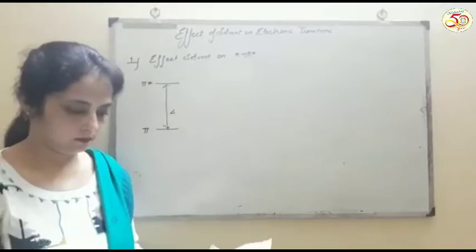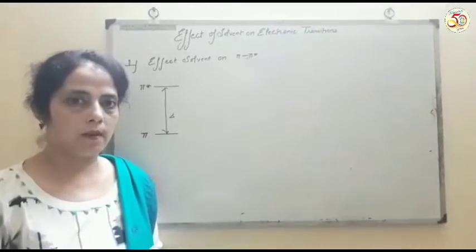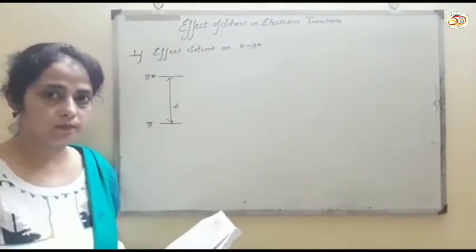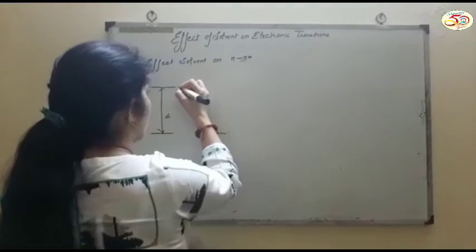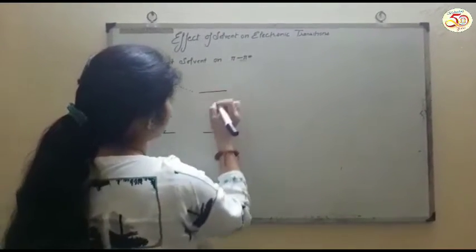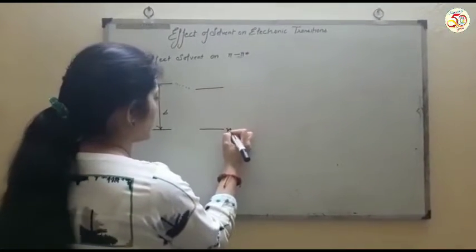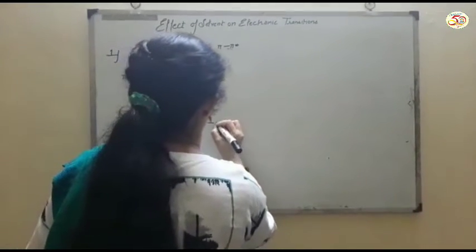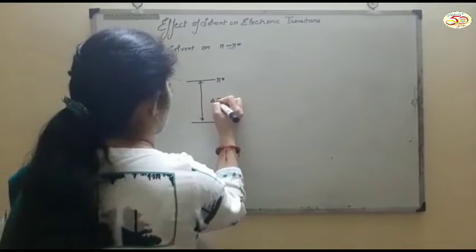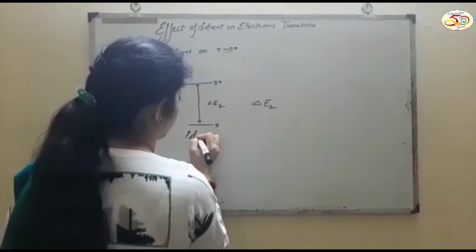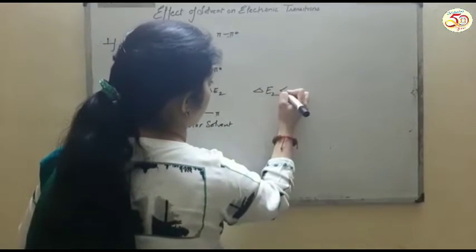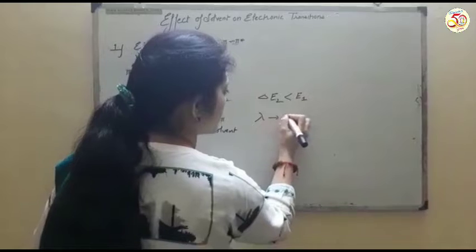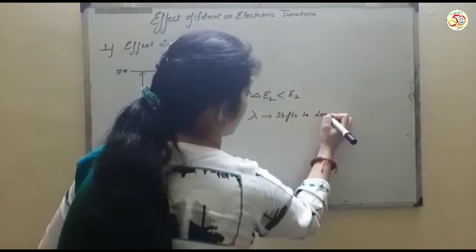Second category, for example, effect of solvent on pi to pi star transition. If a particular group attached in our chemical compound under investigation is more polar in the excited state than in the ground state, then what happens to the energy level? It means now in the presence of polar solvent, the excited state energy gets lower, but ground state energy remains the same. So the energy difference now has decreased in the presence of polar solvent. So lambda will shift to longer wavelength.